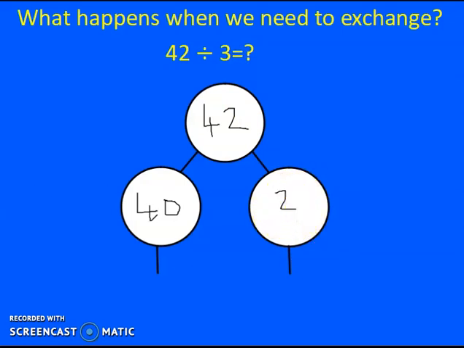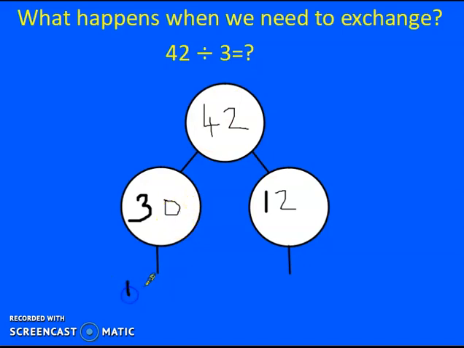So what we've got to do is we need to exchange. Now let me show you how we exchange here. So instead of having 40 over there and 2, we're going to have 30 here, and we're going to move one of those 10's over here to make 12. So we still have 42, but we've just moved one of our 10's to the next area so that we have 12.